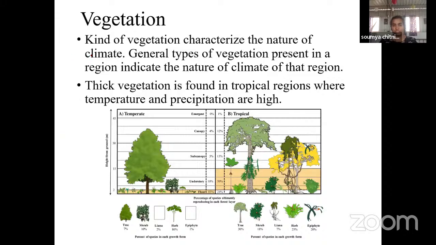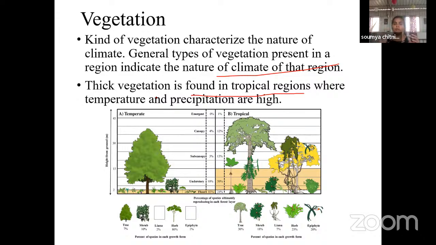Okay, and then the vegetation. So which kind of vegetation usually affects the climate? The general type of vegetation present in a region indicates the nature of climate, right? So thick vegetation is found in tropical region, near to the equator, where temperature and precipitation are high, right? So India is considered to be a tropical country, right? If we go to northern India, we may say that it is subtropical, or sometimes a part of the country can be called a temperate climate as well.